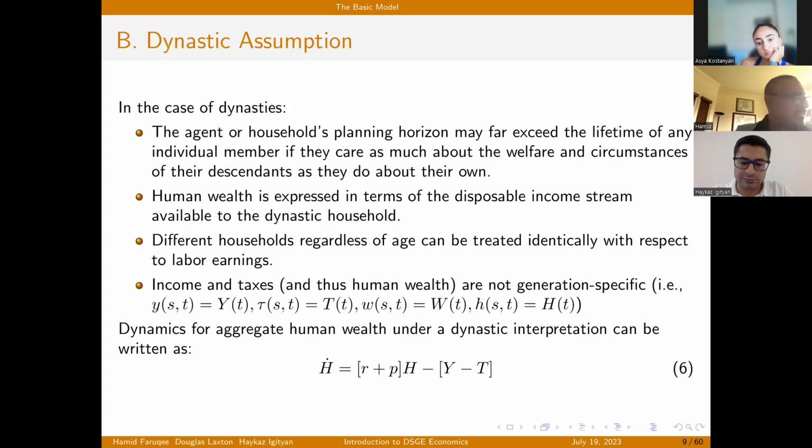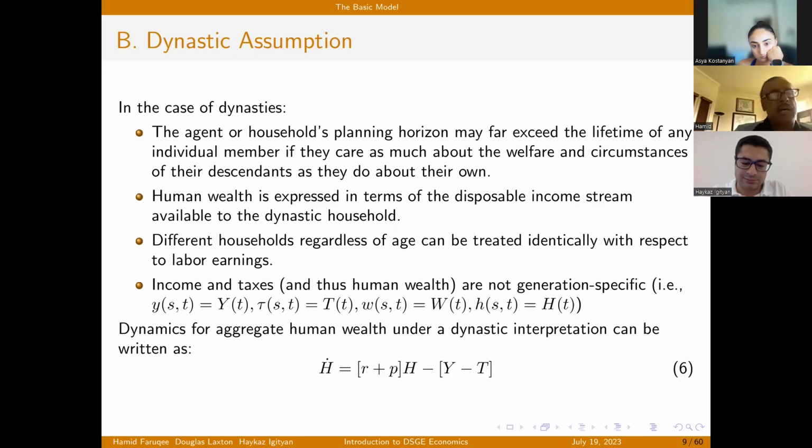So just to make that point very clear, agents are born in the model without wealth. So wealth is 0 at the time that a new dynastic household comes into existence. They'll look the same in terms of labor income, but the older dynastic households will have higher wealth than the younger dynastic households. So they will look different in that dimension, but they'll look the same with respect to labor income.